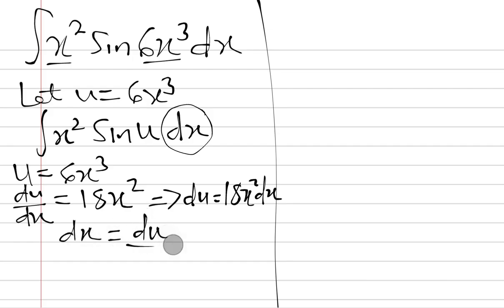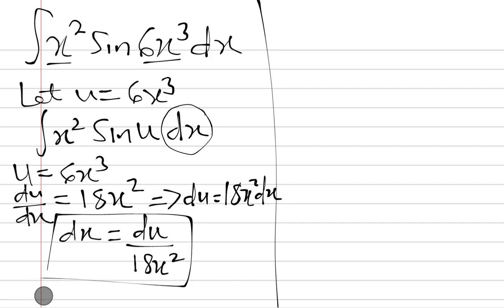du over 18x squared. Remember how I did it now? Make dx the subject of the formula. So now this is your dx. So that means your integral will now become integral x squared sine u, and instead of dx now, I will write this box.